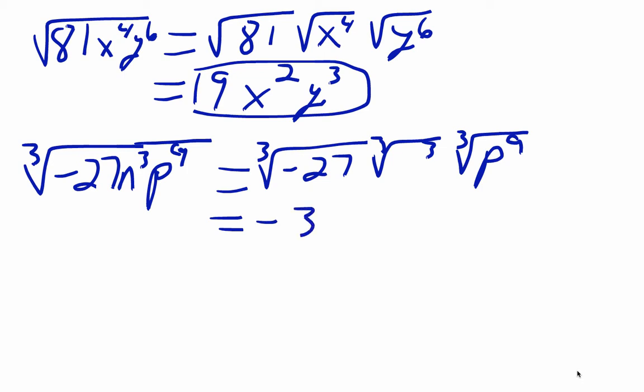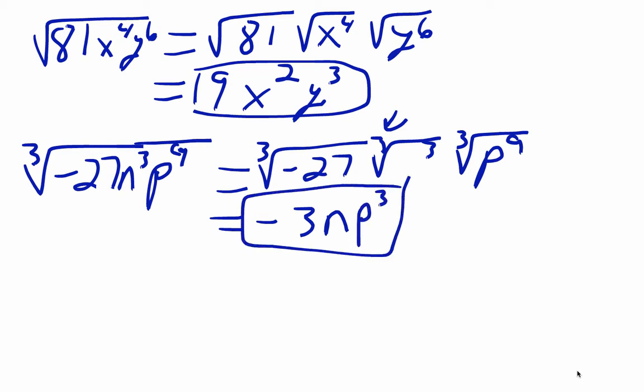And once again, we can just divide the index, which is our 3, by the power, 3. So 3 divided by 3 is 1, so we just have n to the first power. And then for the next one, we take 9 divided by 3, so we'd have p to the third. That would be our answer right there.